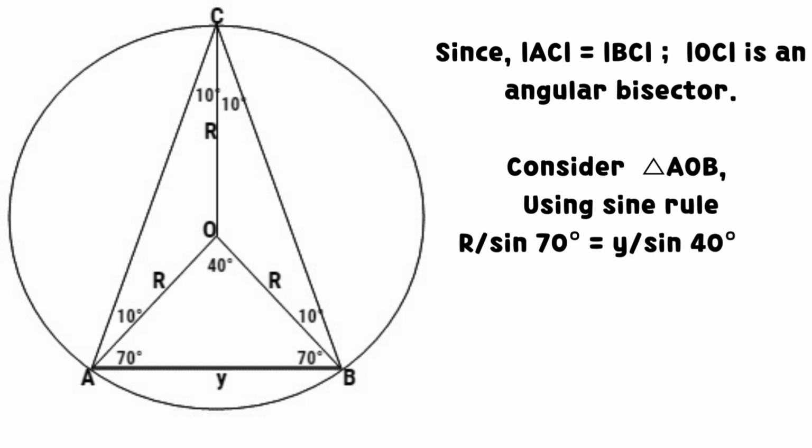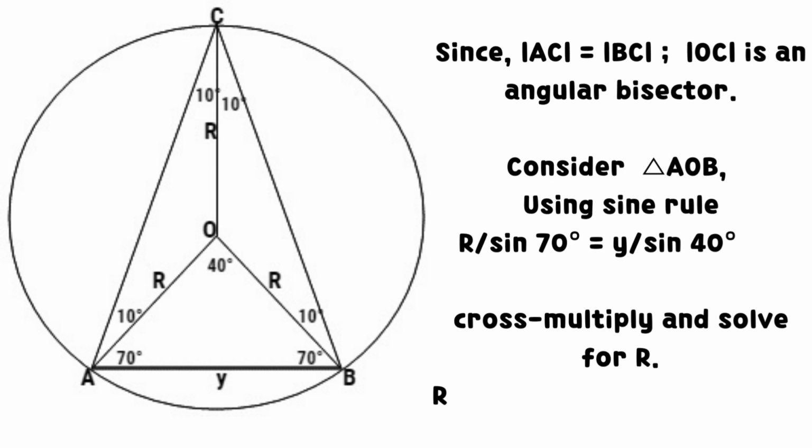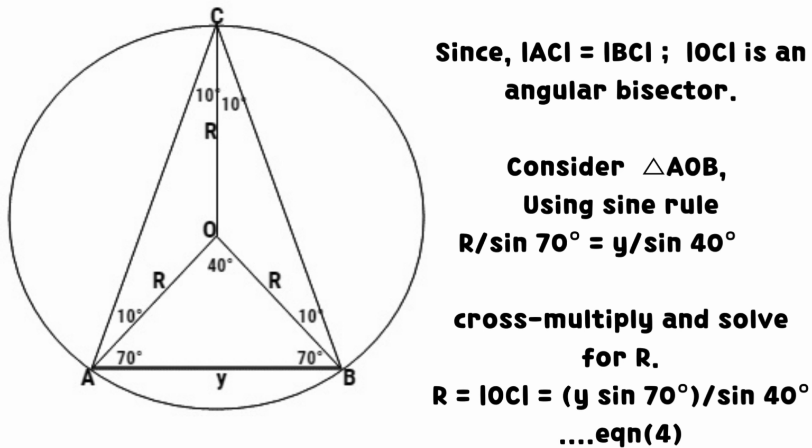Consider triangle AOB. Using sine rule, we have that the ratio of r to sine 70 degrees equals the ratio of y to sine 40 degrees. Cross multiply and solve for r, which we call equation 4.